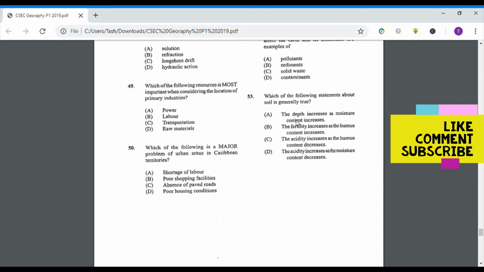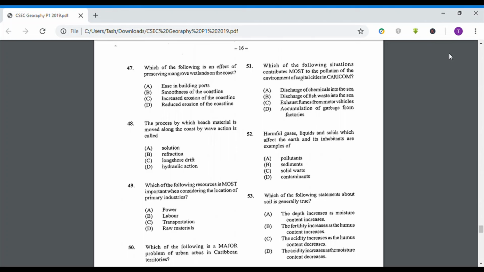So this would have been under the topic of urbanization, and it is asking about problems of urban areas, specifically in Caribbean territories. So there's shortage of labor, poor shopping facilities, absence of paved roads, or poor housing conditions. One major thing with urban areas is that you would have a wide amount of squatter settlements because people don't have access to proper housing. So the answer for number 50 would have been letter D, poor housing conditions.